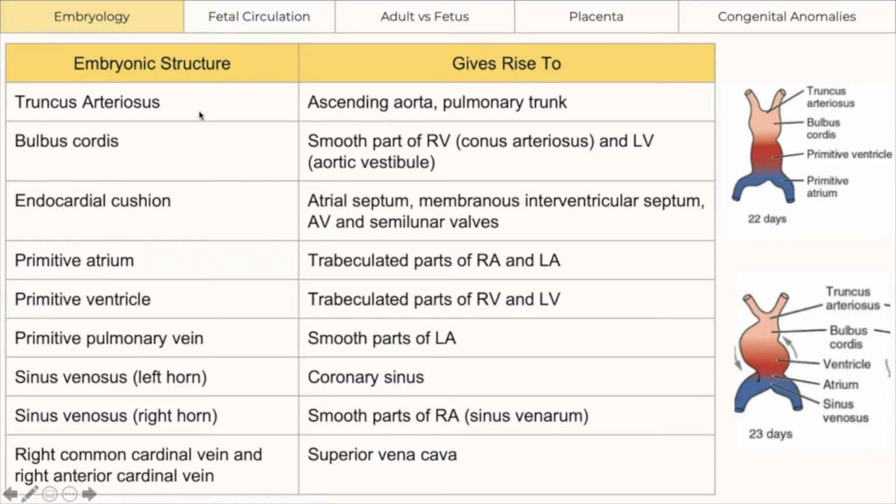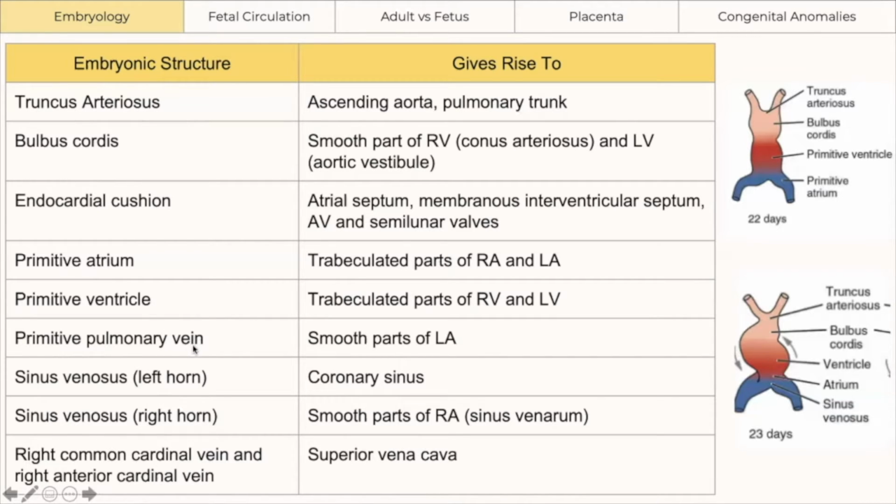So like your truncus arteriosus, it will give rise to your ascending aorta and your pulmonary trunk. Your bulbus cordis gives rise to the smooth parts of both your right ventricle and left ventricle. You have your endocardial cushion, which gives rise to all of your valves, your interventricular septum, and your atrial septum. Your primitive atrium will give rise to the trabeculated parts of your right and left atrium. The primitive ventricle will give rise to the trabeculated parts of your right and left ventricle.